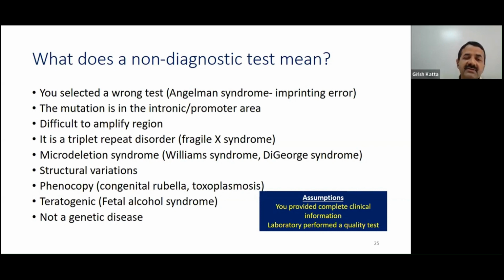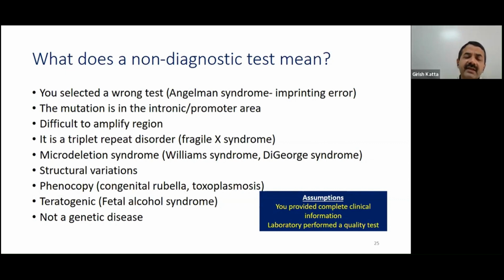Chromosomal translocations, deletions, and inversions will not be picked up. And if it is congenital rubella syndrome or congenital toxoplasmosis like TORCH syndrome, it will not be detected. You might have thought of a pseudo-TORCH syndrome, but it may be a real infection with toxoplasmosis. If it is teratogenic, like fetal alcohol syndrome, then again exome sequencing will not detect these changes.